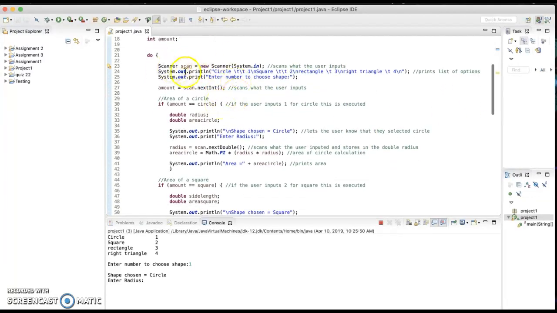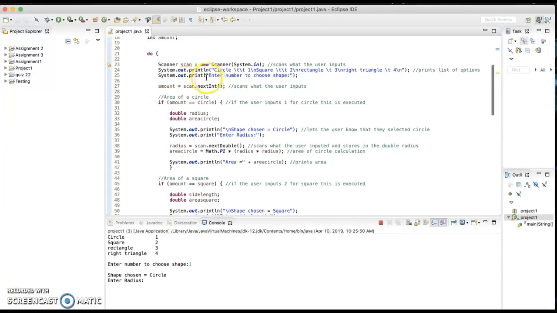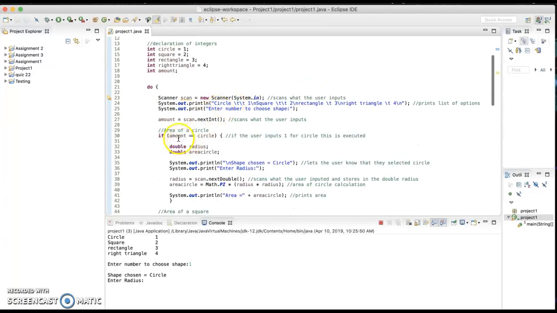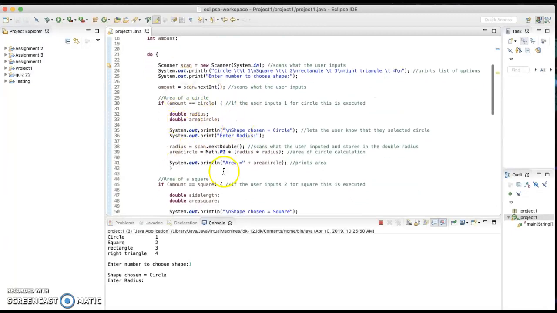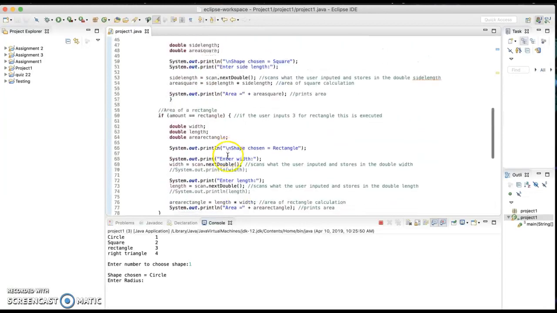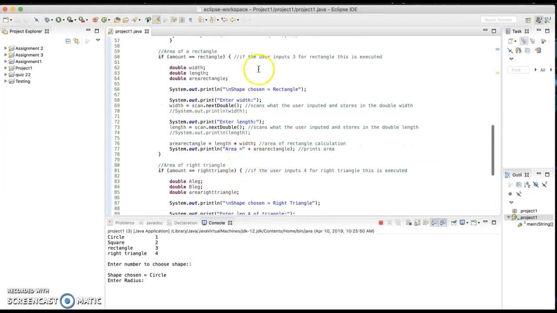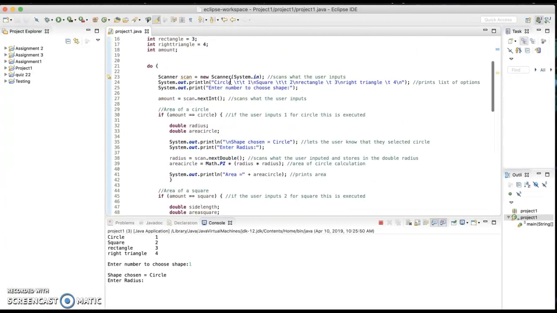And then whichever one is chosen, the number is stored into the integer amount. And then if the amount equals circle, so if the amount is 1, then it would do this. And if it was 2 for square, it would do this. And if it's 3 for rectangle, this would be executed. And if it's 4 for the right triangle, this would be executed.